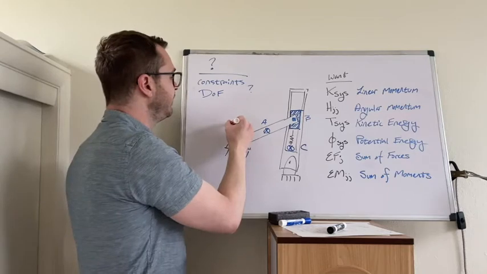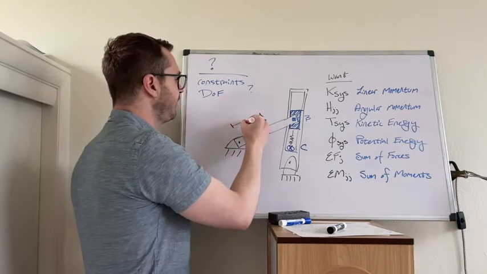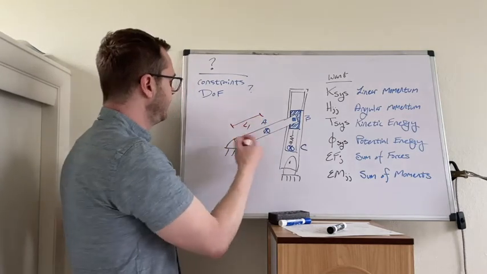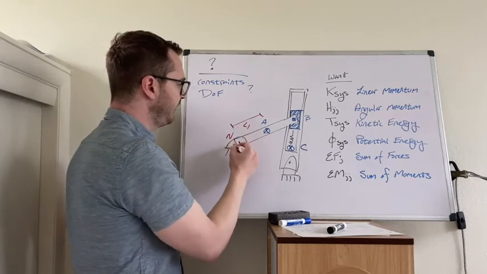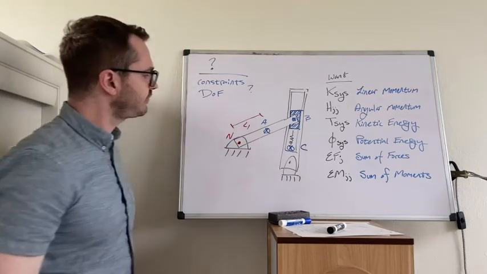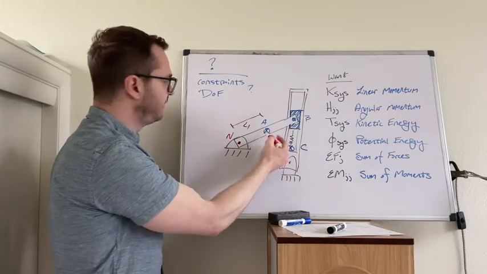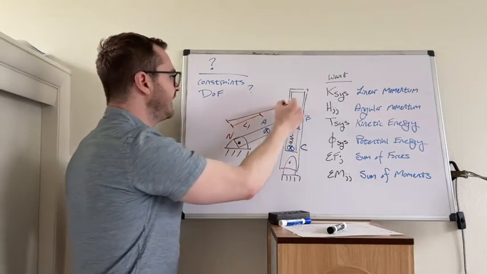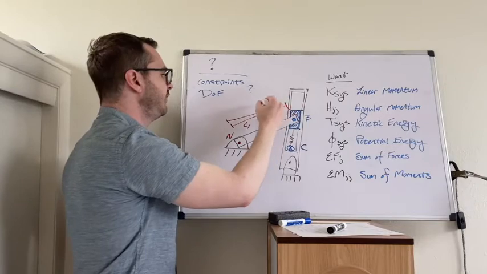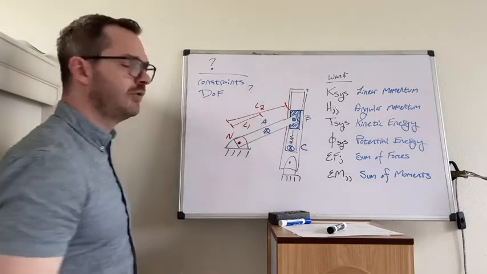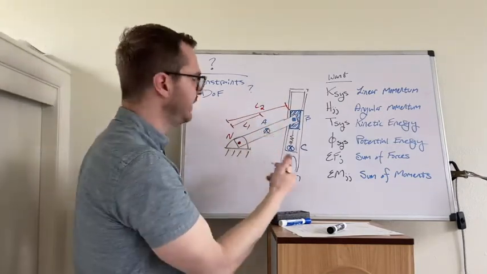We could do one length, L1, and let's put point N. So the length from N to A is L1. We could say that the length from N to B is L2. Again, this doesn't have to be perfectly in the middle.